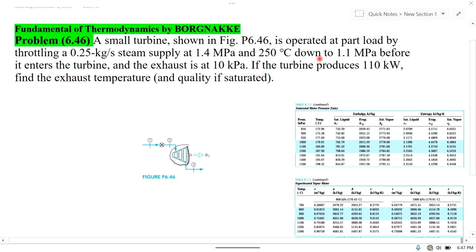It is operated at part load by throttling a 0.25 kg per second steam supplied at 1.4 megapascal and 250 degrees centigrade. There are three states. This is state 1, this is state 2, and this is state 3. So here at state number 1, P1 is equal to 1.4 megapascal, which is equal to 1400 kilopascal.